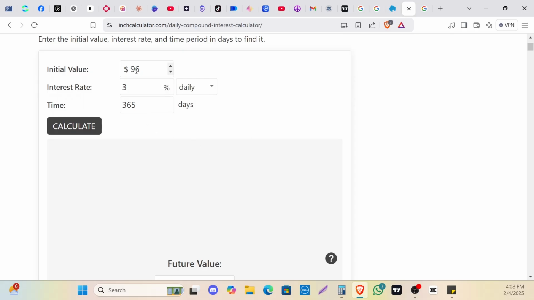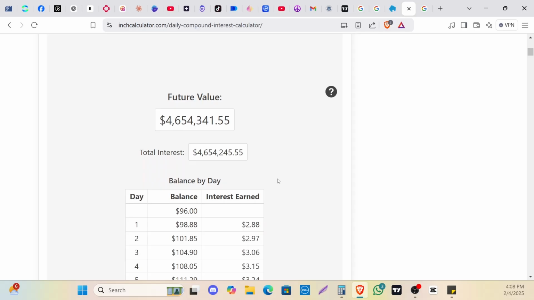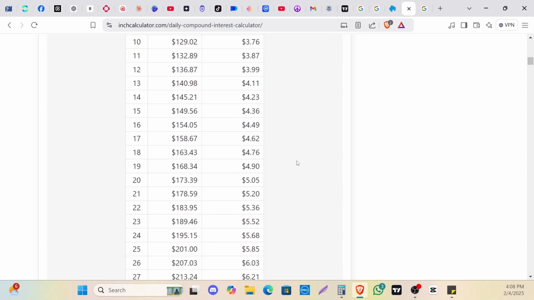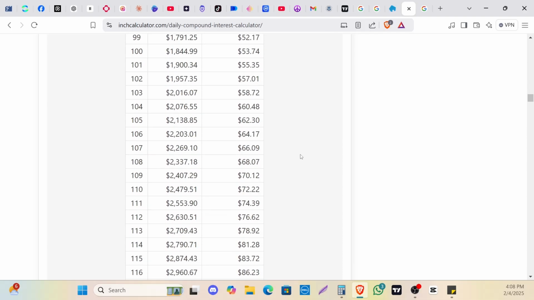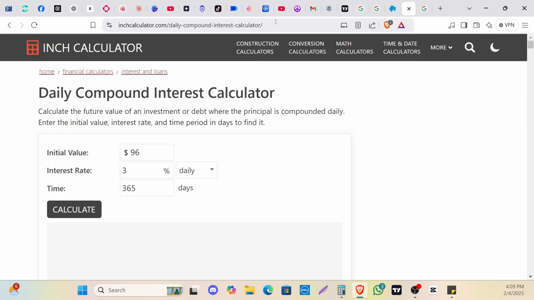I deposited $96, and if everything goes according to plan, by the end of the year that would be my deposit: 4 million and some change. But let's wait and see how that goes, and also whether the broker will let me withdraw my money, let me take out my profit. Time will tell. Let's go back to the chart.